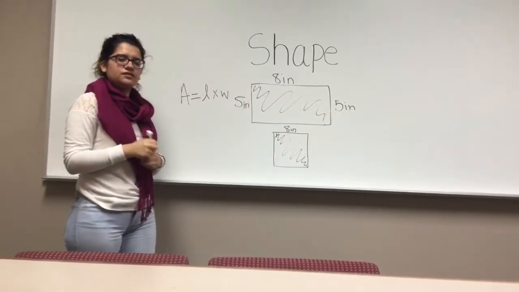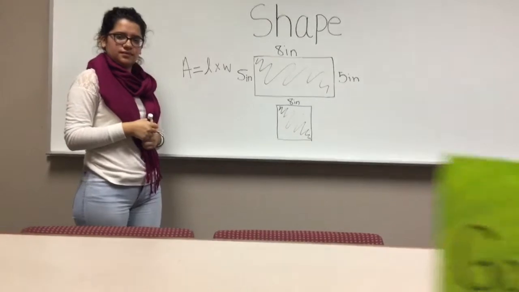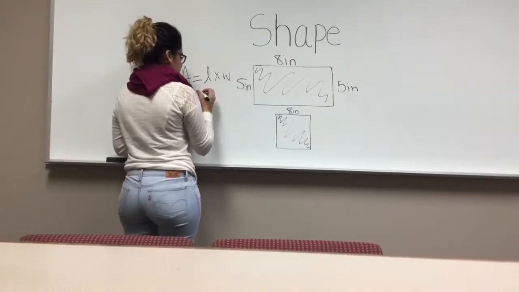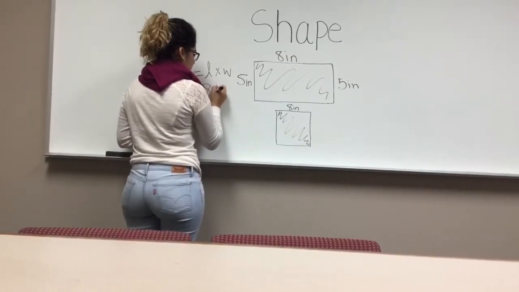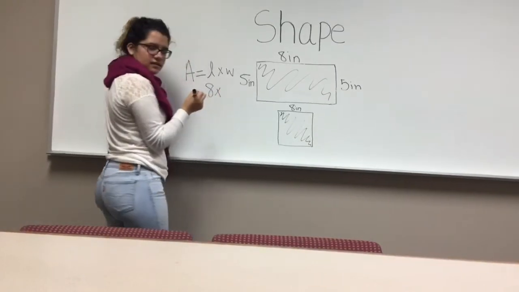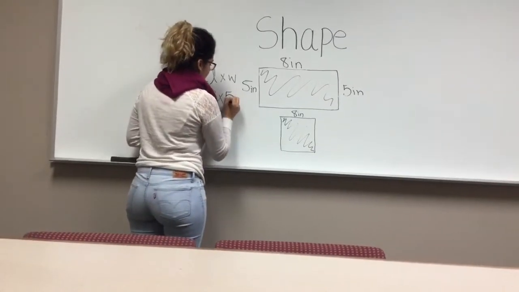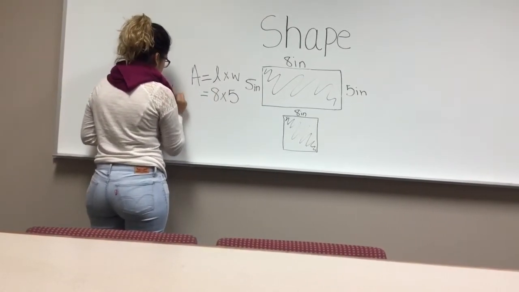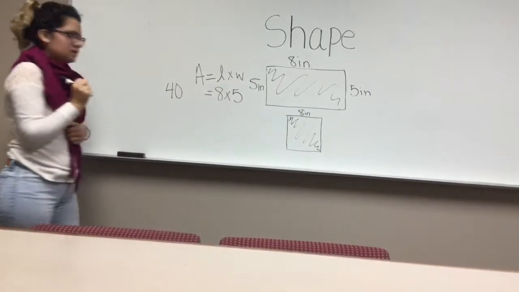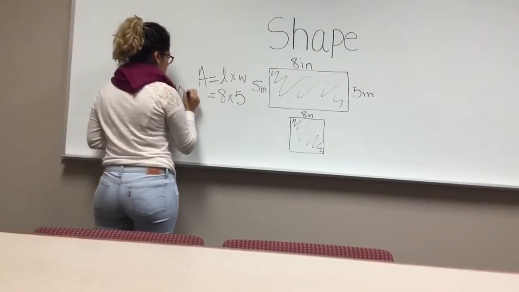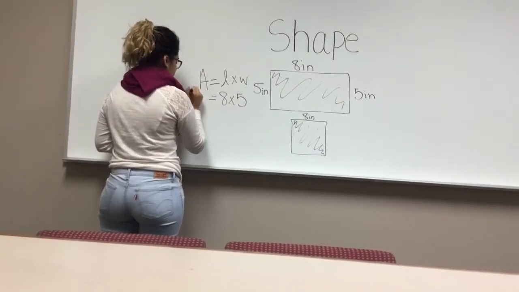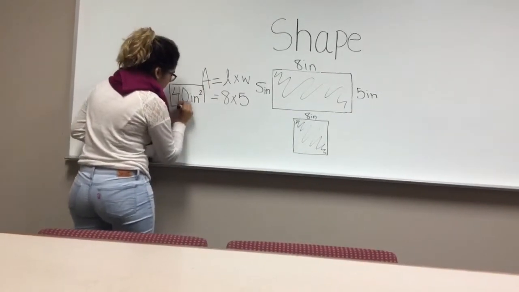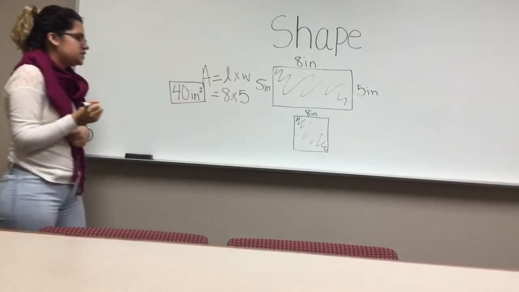Do you guys understand so far? Yes. Good job. Okay, so the length is 8. What is the width? 5. So 8 times 5 is 40. And what are we missing? Our units of measure. Good job. So our units of measure are inches. And we have to not forget about the square since it is the area. So our answer is 40 inches squared.